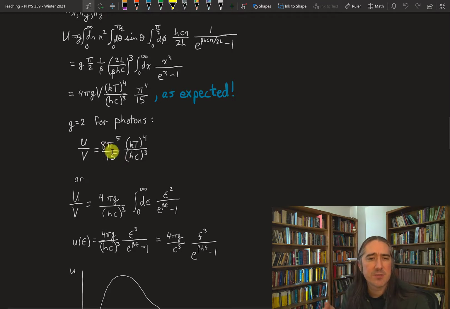What's the interesting physics here? Probably the most interesting part, since it's the only thing here that's not a constant, is T, right? The energy density for your thermal system of photons depends on temperature to the fourth power. And that's it. That's the only dependence. Okay, pretty interesting. We'll come back.